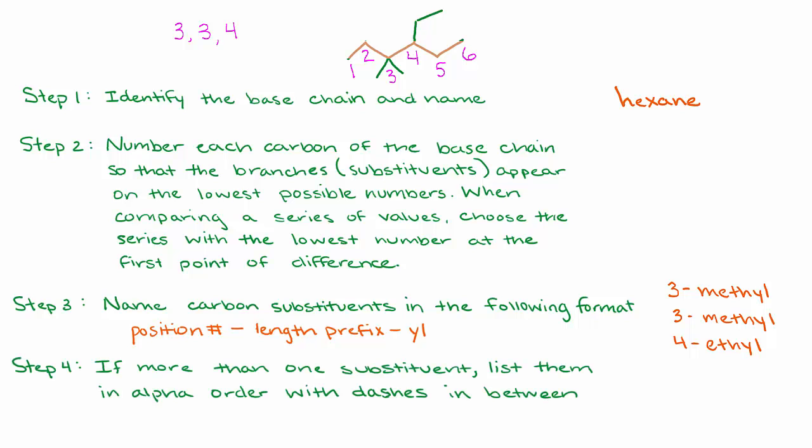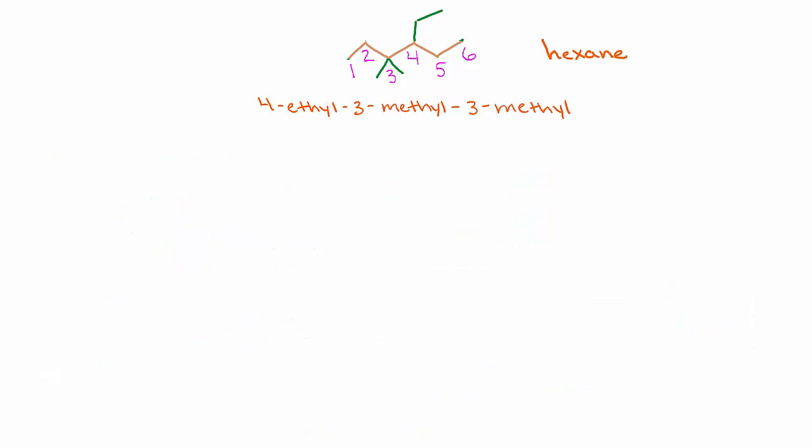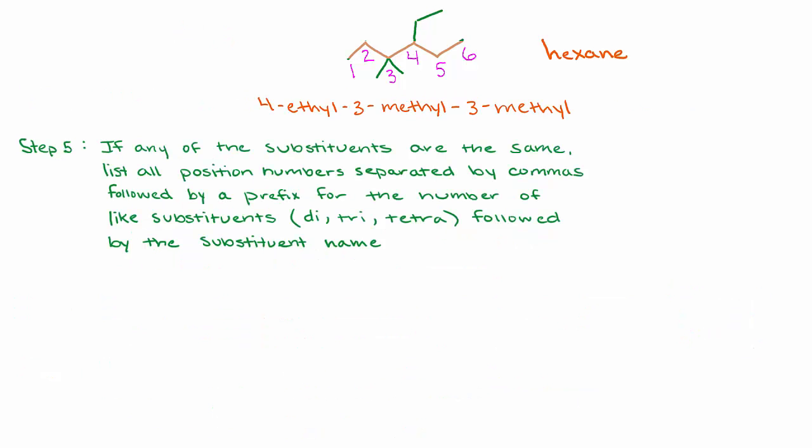Step 4. If more than one substituent, list them in alpha order with dashes in between. We will put the ethyl first, followed by both methyl groups. Step 5. If any of the substituents are the same, list all position numbers separated by commas, followed by a prefix for the number of substituents, followed by the substituent name. We have 2 methyl groups. These will be combined in our list. We will list each number separately by commas, followed by di representing the 2 methyl groups, and finally the word methyl.